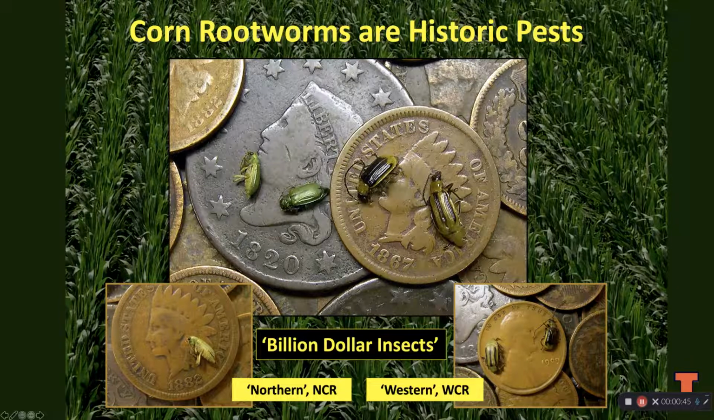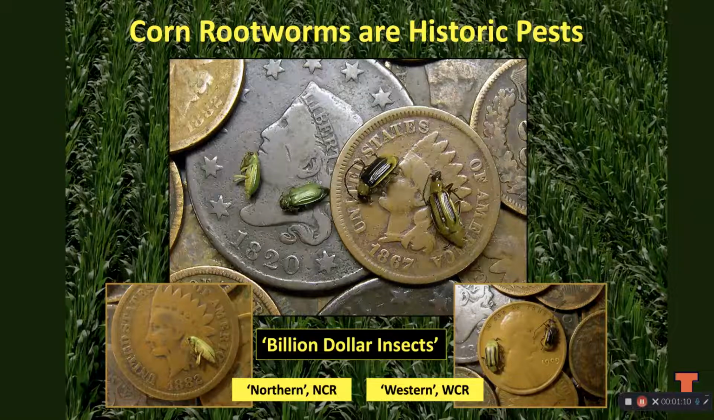The first thing I'd like to point out is that corn rootworms are historic pests. The northern corn rootworm, pictured here on the left, is the original rootworm. It was first described in 1820 from specimens collected in Colorado. By the 1870s and 1880s, it had become a serious pest in corn in Missouri and in Illinois.